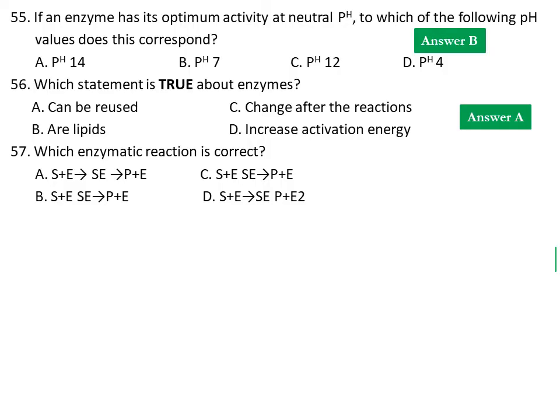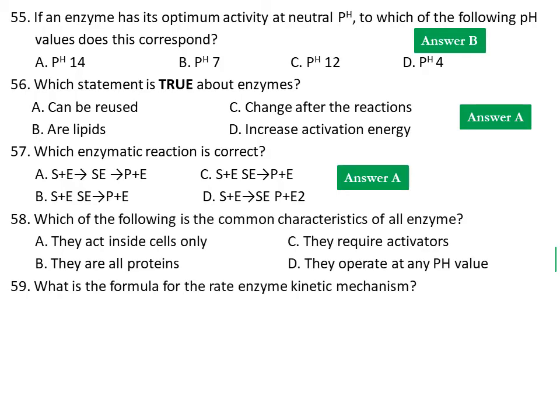Question number 57. Which enzymatic reaction is correct? So the answer should be A. Substrate plus enzyme gives enzyme-substrate complex, which gives product, and again enzyme to use again for other reactions. Question number 58. Which of the following is a common characteristic of all enzymes? A. They act inside the cell only. B. They are all proteins. C. They require activator. D. They operate at any pH.